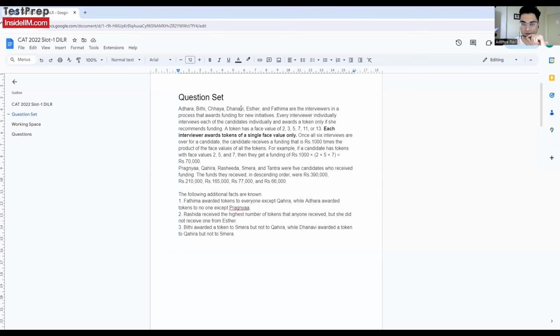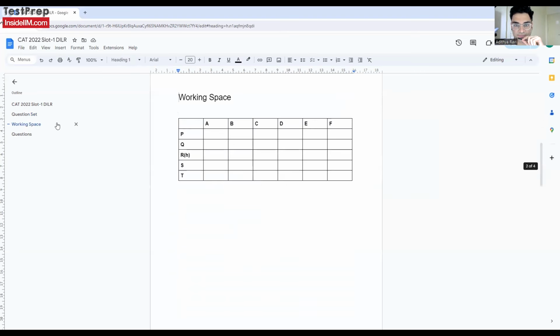Whenever I do a set involving grids and tables, I like to arrange my data into a matrix. So I've just made one here, something like this. Here I've put the interviewers' names as the column heads, and the row heads are nothing but the names of all our candidates. The reason I like this, even though it might take you a little longer in time, is that it gives you a very comprehensive view of your data.